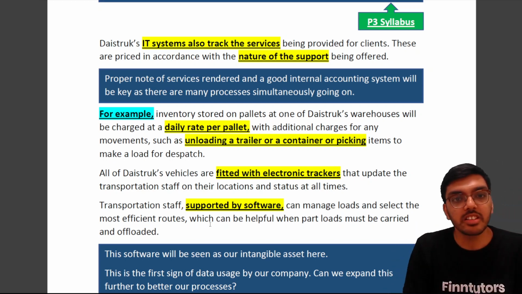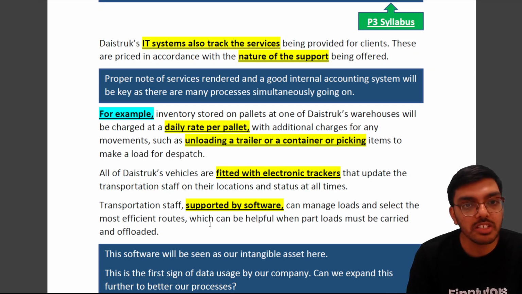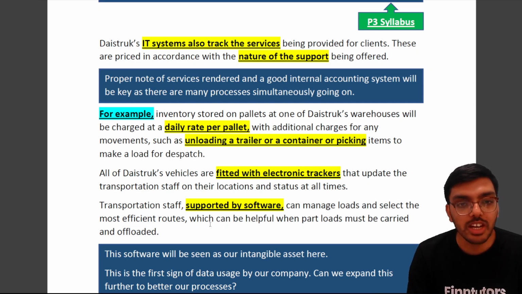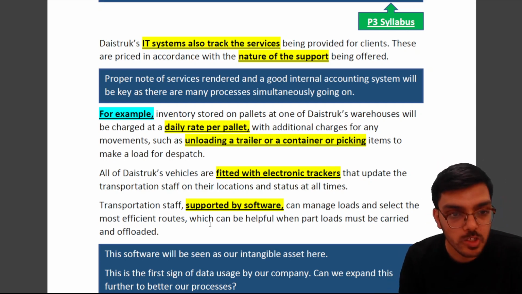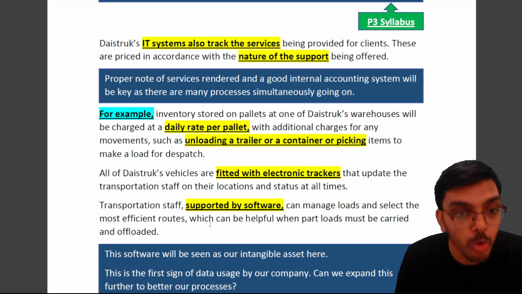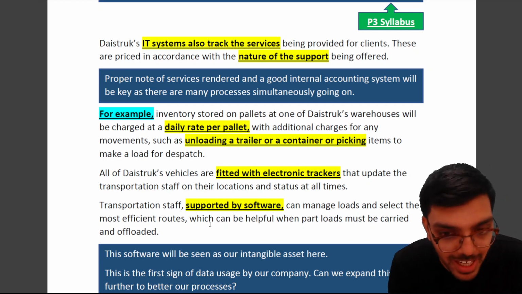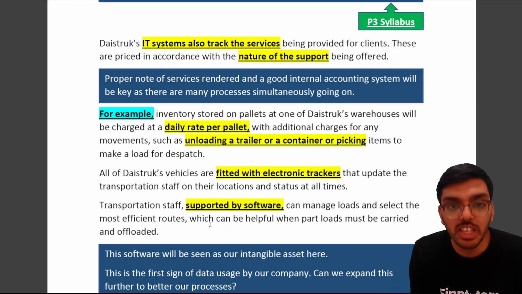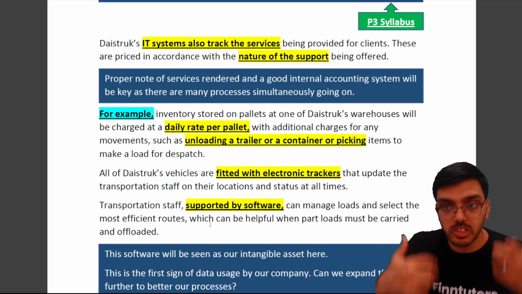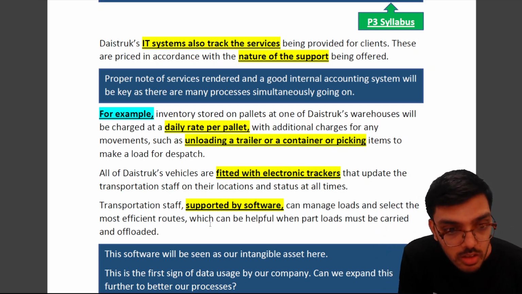So Daistruk's IT systems also track the services being provided for the clients. These are priced in accordance with the nature of the support being offered. For example, inventory stored on pallets at one of Daistruk's warehouses will be charged at a daily rate per pallet, with additional charges for any movements such as unloading a trailer or container or picking items to make a dispatch. Now, the proper note of each service that has been rendered and a good internal accounting control system will be key, as if you miss out something, then it's lost revenue for your business.